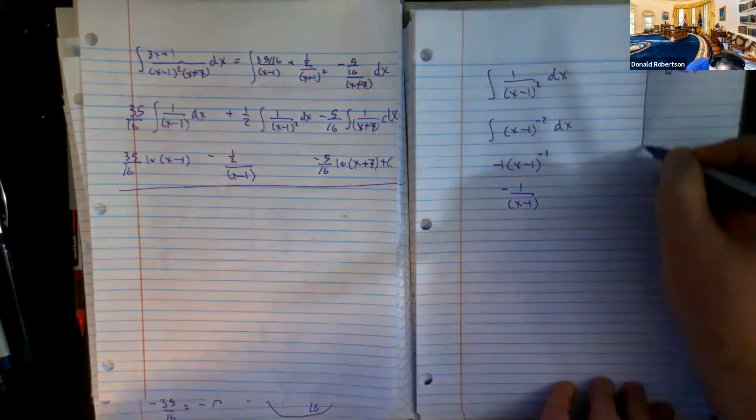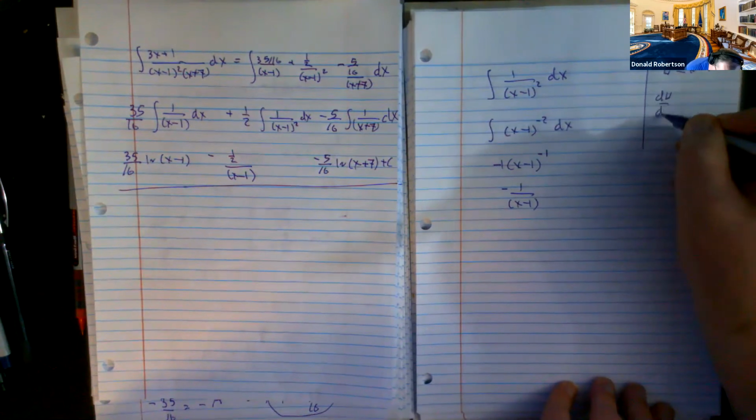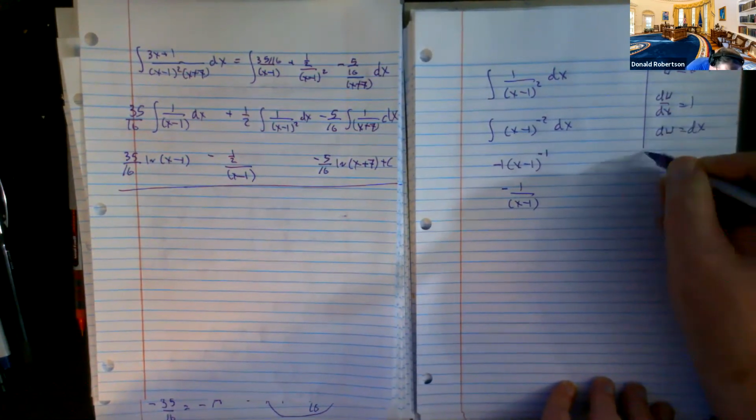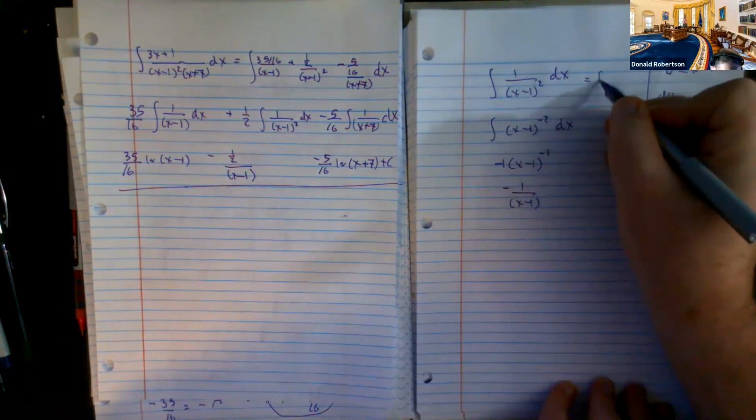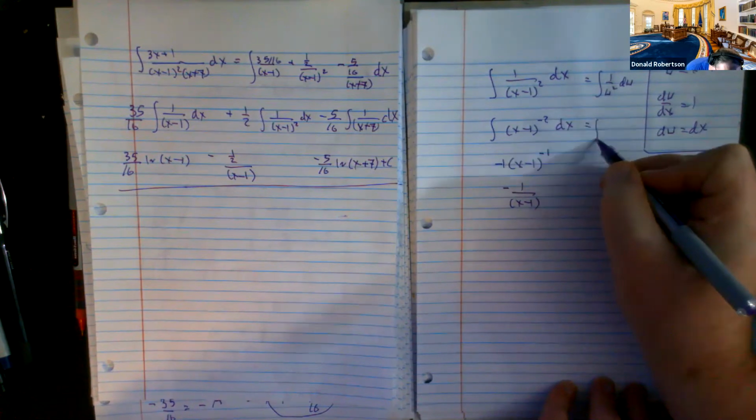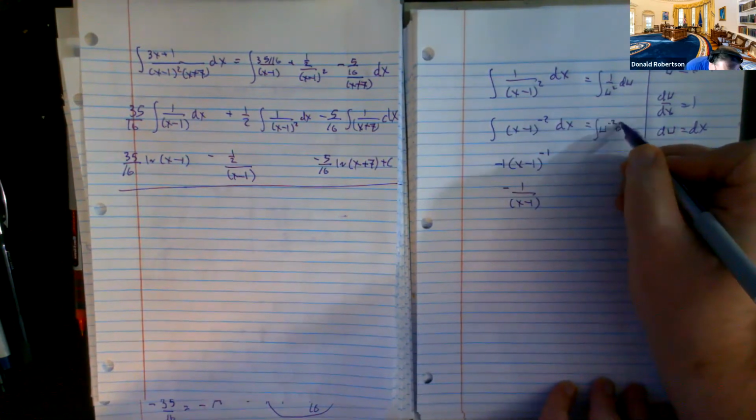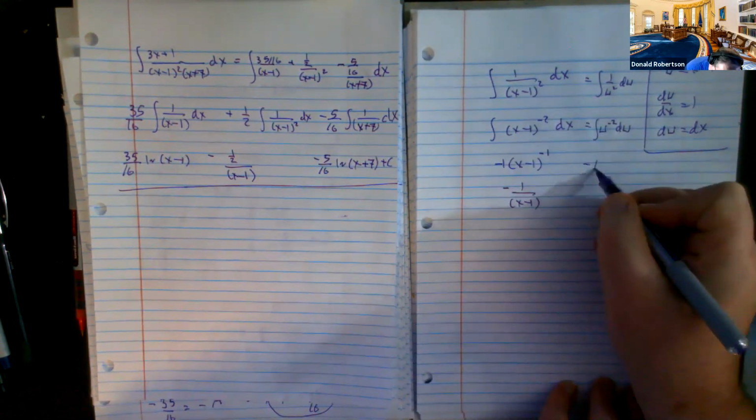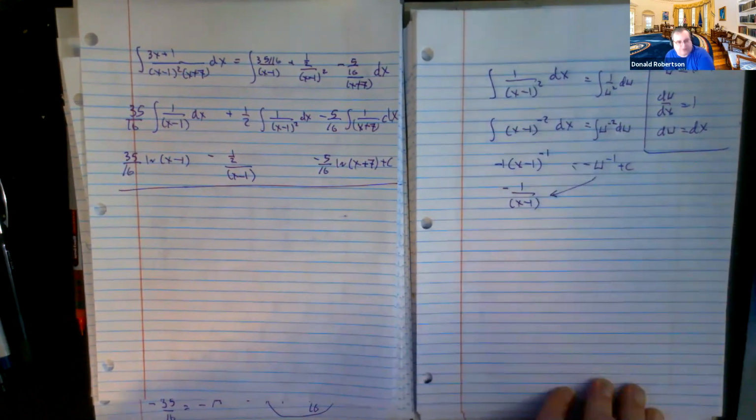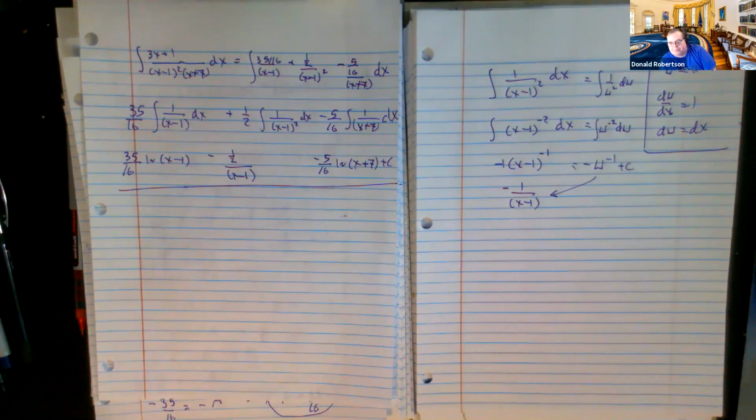For completeness sake, if you did the U sub, you'd get this. So this fella would turn into 1 over u squared du, which would become u to the negative 2 du, which would end up being this guy, which would be that guy. So that's why it works.